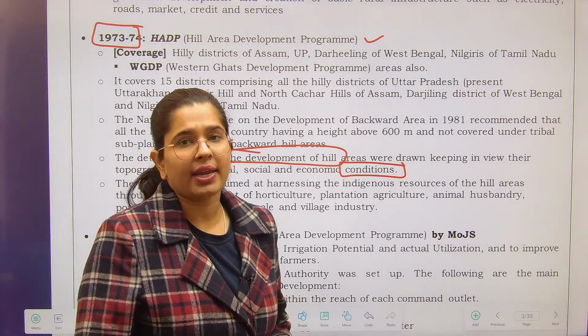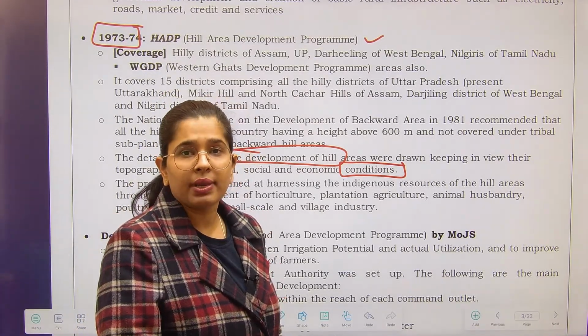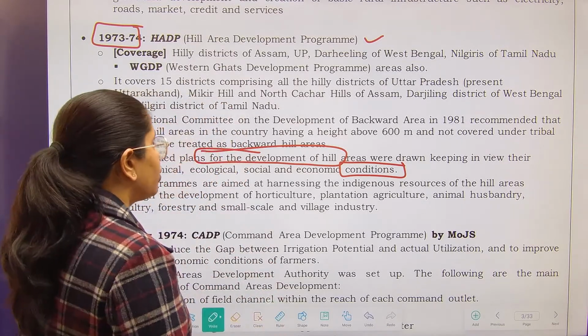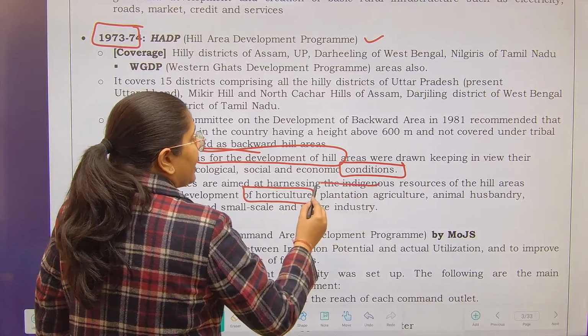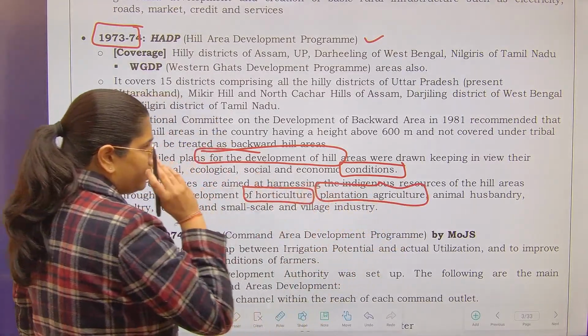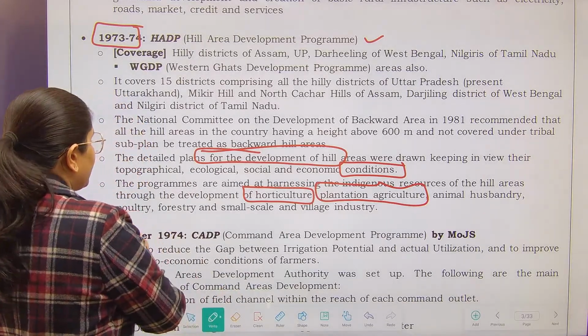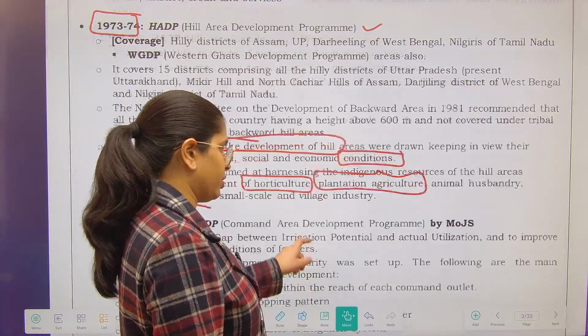They wanted to carry out development works, but whatever was suitable as per the ecology of these hill districts. So the focus has been on horticulture, plantation agriculture like tea, animal husbandry, poultry, forestry and small scale and village industries.